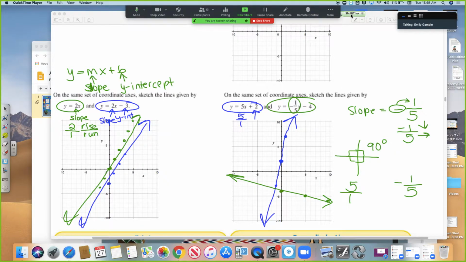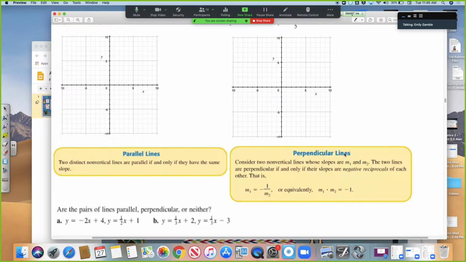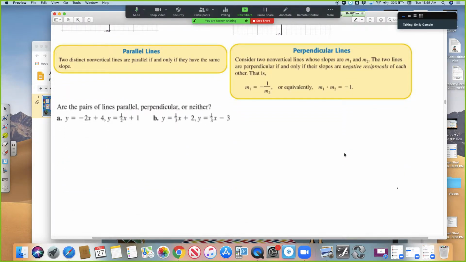So if I clear this and scroll down, we have the formal definitions of parallel and perpendicular lines. Two distinct non-vertical lines are parallel if and only if they have the same slope. For example, if I have a slope of 2/3, then the other slope must also be 2/3. These would be considered parallel lines. The slopes are exactly the same.